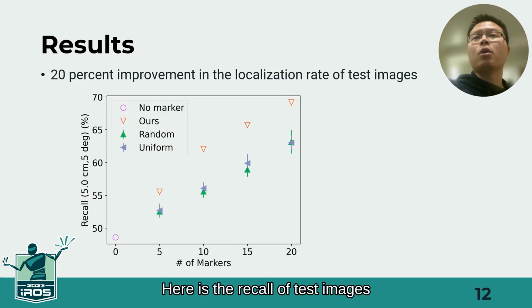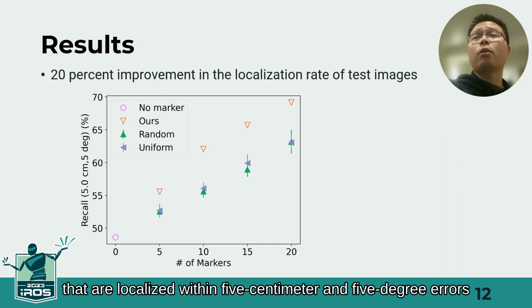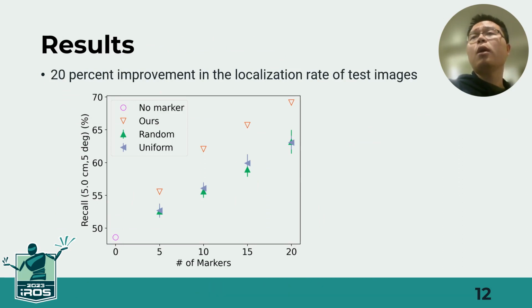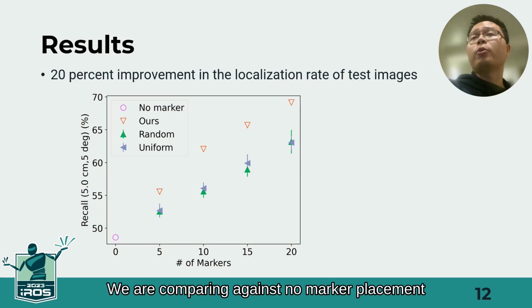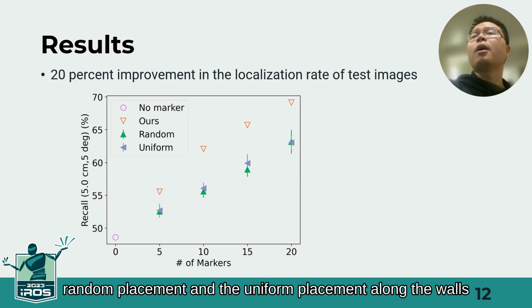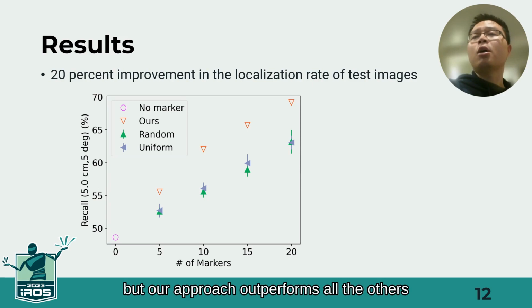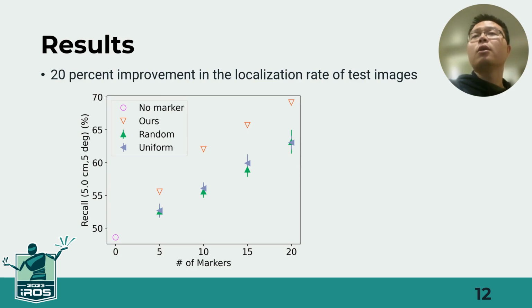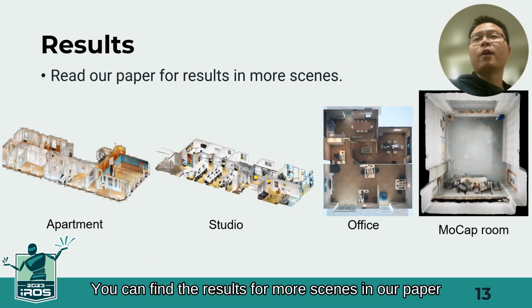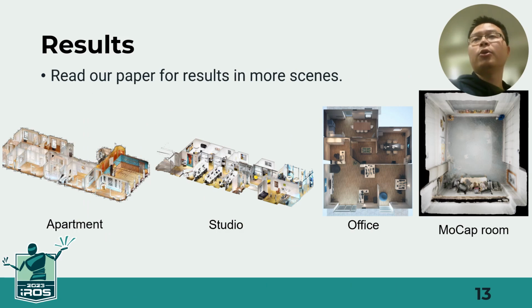Here is the recall of test images that are localized within 5 cm and 5-degree errors from the ground truth. We are comparing against the no marker placement, random placement, and the uniform placement along the walls. Adding more markers increases the recall for all placement approaches, but our approach outperforms all the others. You can find the results for more scenes in our paper.